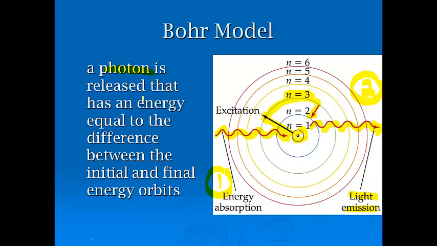The photon released has an energy equal to the difference between the initial and the final energy orbits. So if we looked at this one, the photon that would be given off would be equal to the difference between this level 3 and this level 2. Again, it's going to take a few times for this to process and make sense.